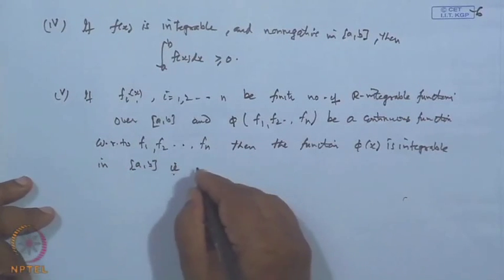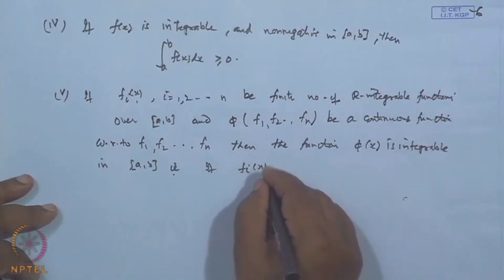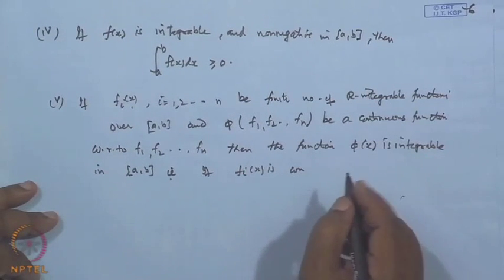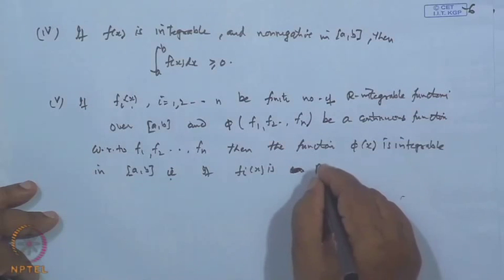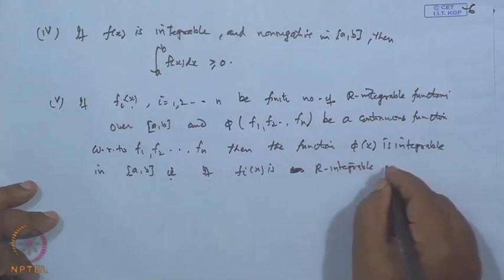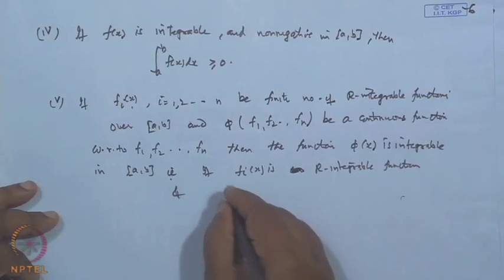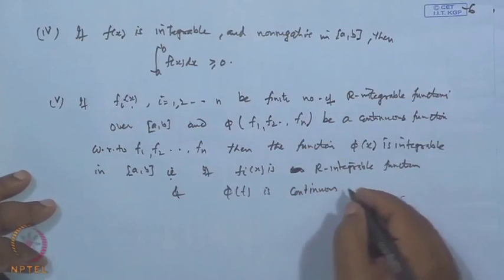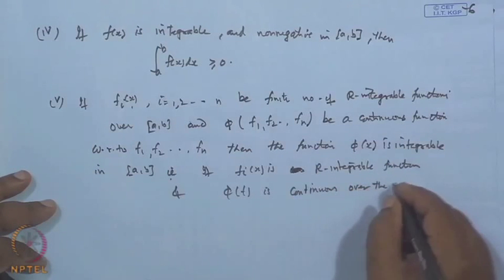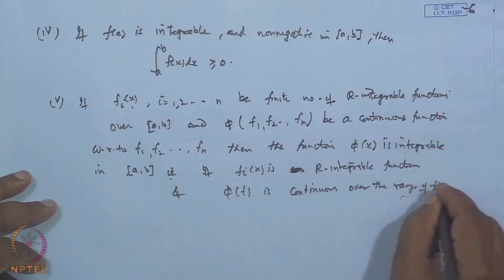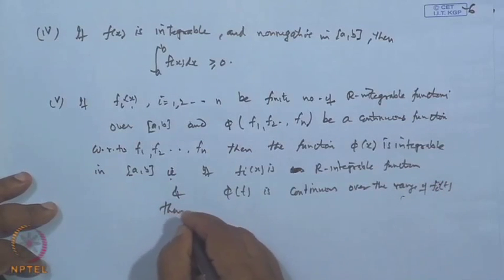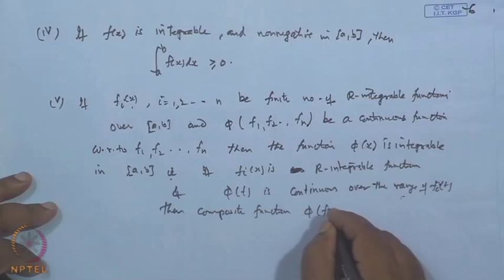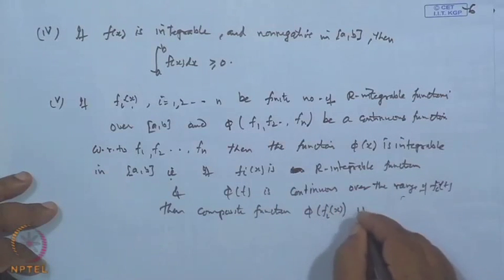That is, the meaning is: if fi is a Riemann integrable function, and phi is continuous over the range of fi(t), then the composite function phi of f1(x), ..., fn(x) is Riemann integrable.